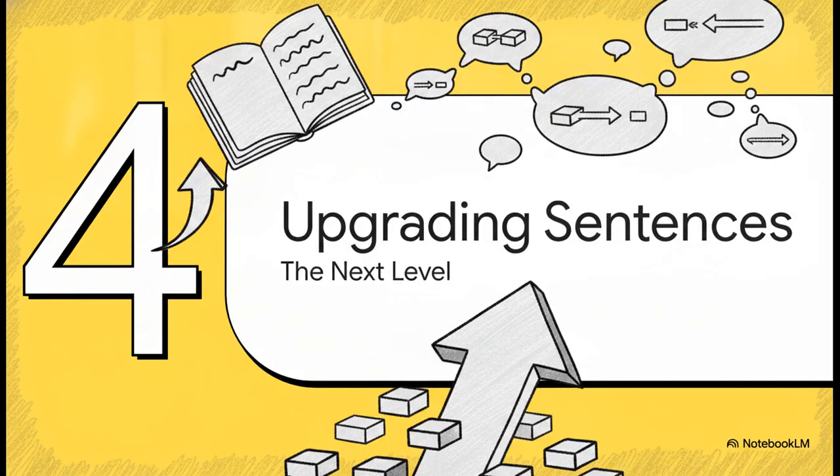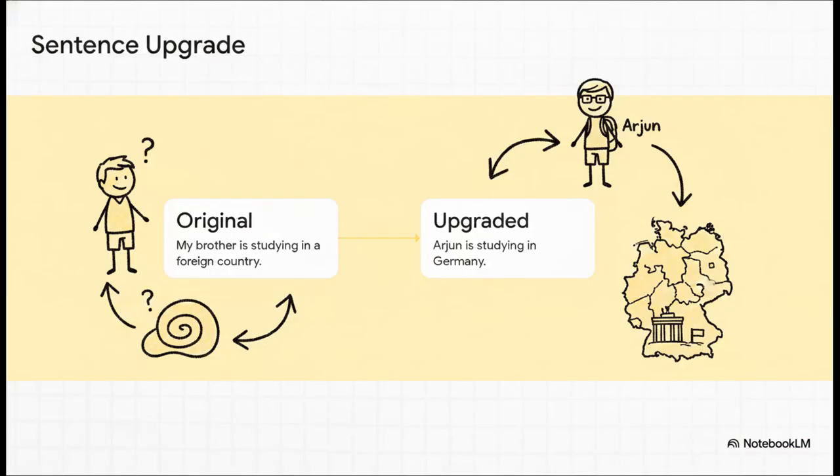All right, moving into Section 4, upgrading your sentences, the next level. Let's see how this builds into something a bit more complex. We're graduating from sorting single words. Now we're going to look at exercise F, which is all about completely transforming full sentences. Let's walk through this step-by-step transformation.